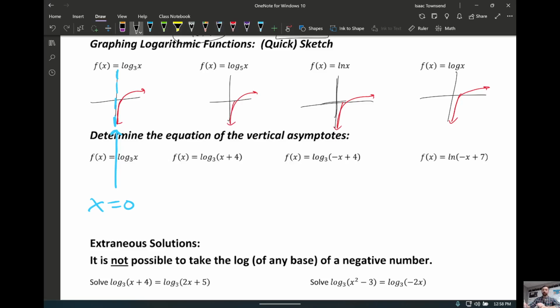If you shift the graph left 4, everything goes left 4. The domain goes left 4, so does the vertical asymptote. It would have been at x equals 0, so if the whole graph shifted left 4, the vertical asymptote's moving left 4 also.